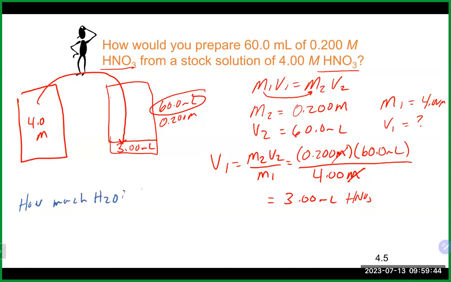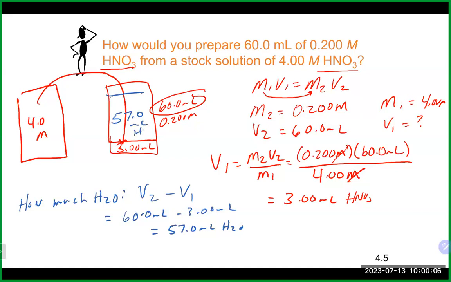And in most calculations, the amount of water is V2 minus V1. So in this case, our final volume is 60 milliliters, and we already put in there 3 milliliters. So we need about 57 milliliters of water to be added to that. So we would add our 57 milliliters of water along with our 3 milliliters of the more concentrated solution that we put in there. We would have a total volume of 60 milliliters. When we give it a mix and shake, we will end up with a solution that is 0.2 molar.